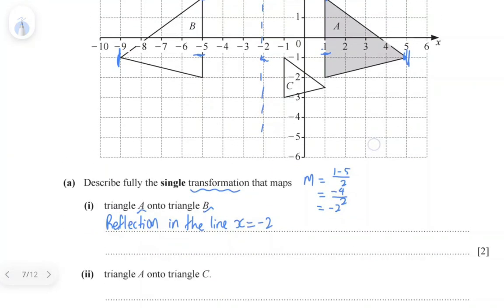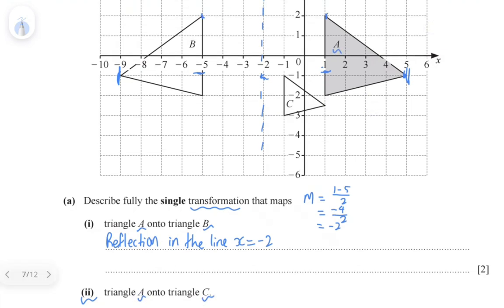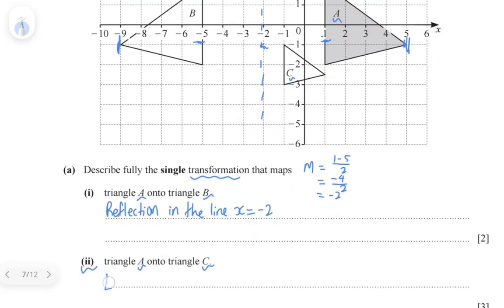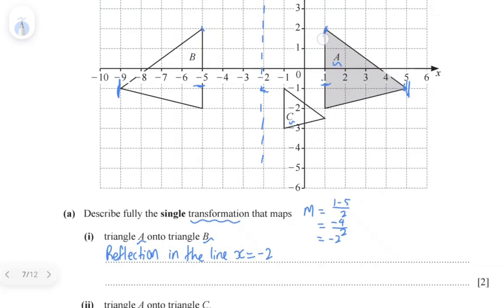Right, now moving on to part 2, we're looking at triangle A onto triangle C. Well, first we can see that it is a different size, thus meaning it is an enlargement. And to find the scale factor, we'll take corresponding sides and divide them by one another. Here this is 1, 2, 3, 4.